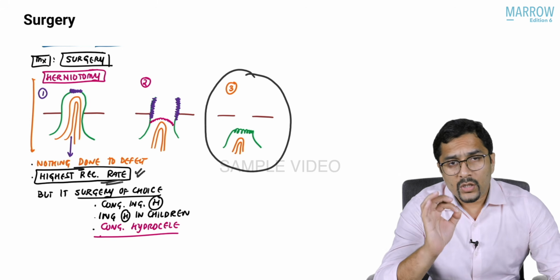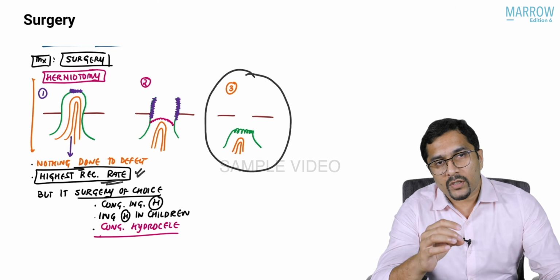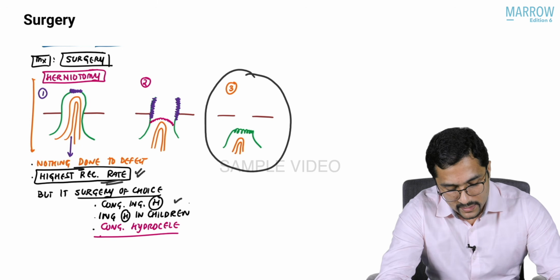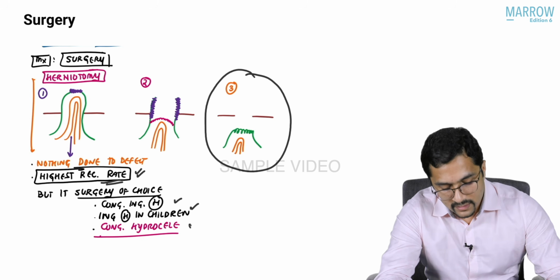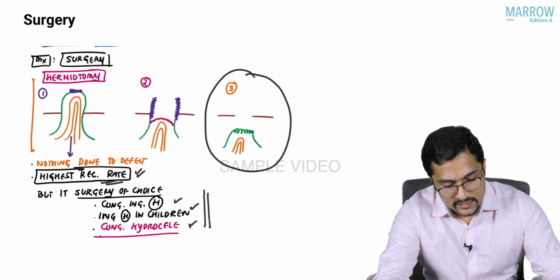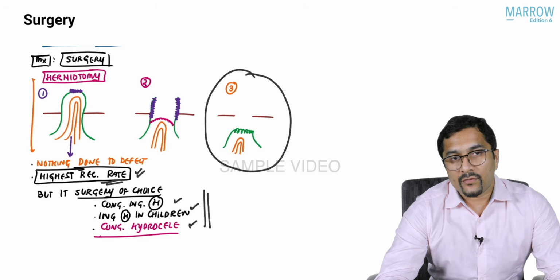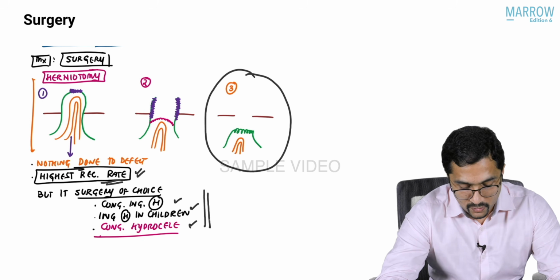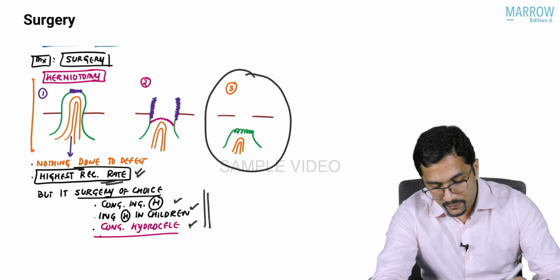Right? But you should know that herniotomy is still the treatment of choice in congenital inguinal hernias, in inguinal hernias in children, and in congenital hydroceles. It is still the treatment of choice. Herniotomy is still the surgery of choice, which you should know about.